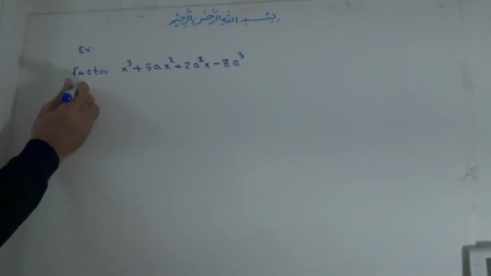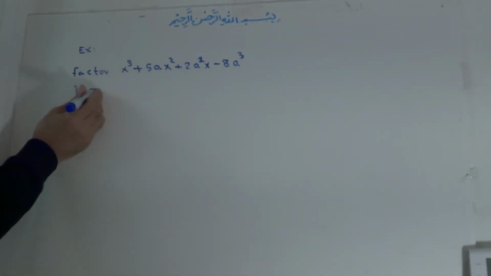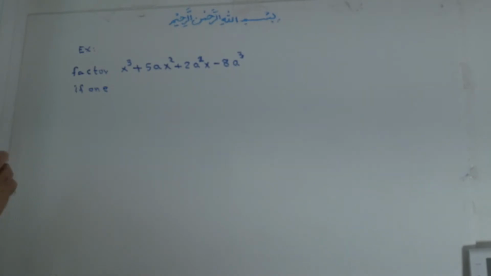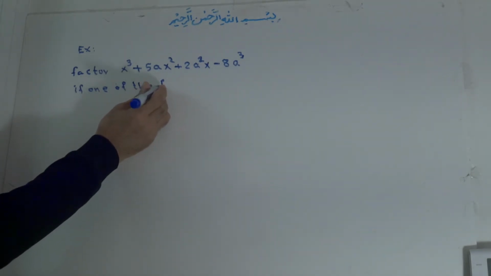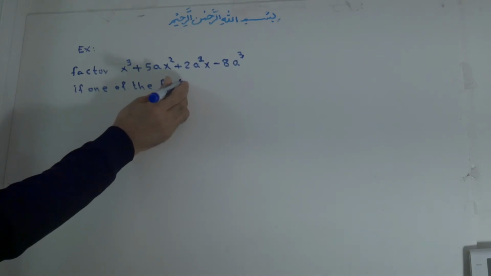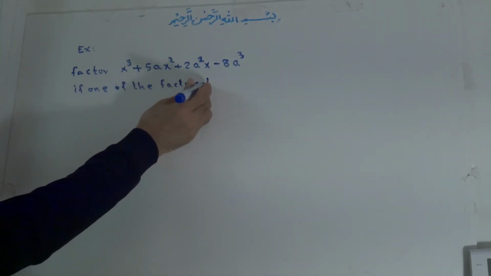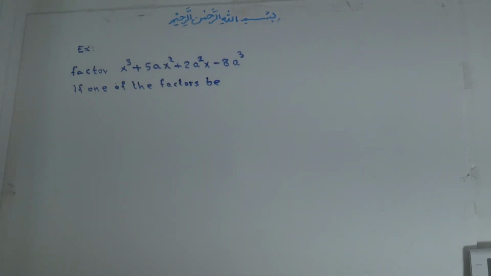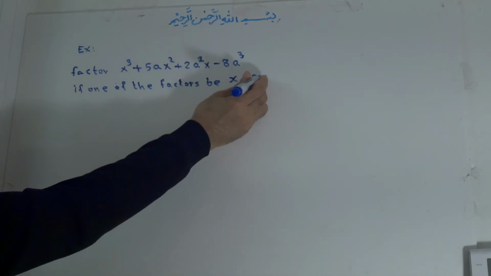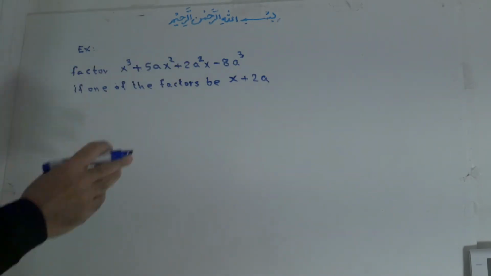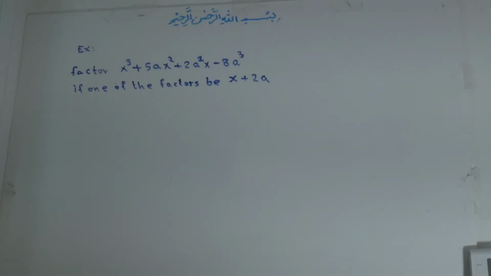if one of the factors is x plus 2a. Now for easiness of the operation, we can divide this like the division of polynomials by monomials that we know from the previous lessons, or we can use the synthetic division.